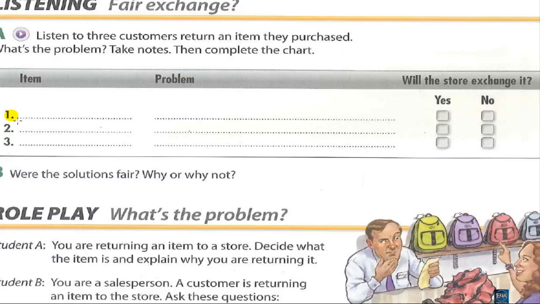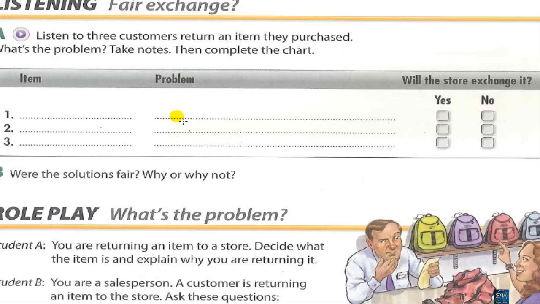Can I help you? Yes, I bought this briefcase here last week, but there's something wrong with the lock. I can't get it to close properly. Let me see. Yes, I see what you mean. The lock seems to be jammed or something. No problem. I'll get you another one.